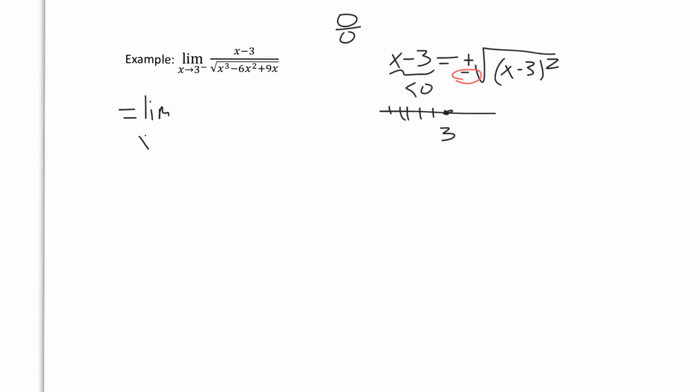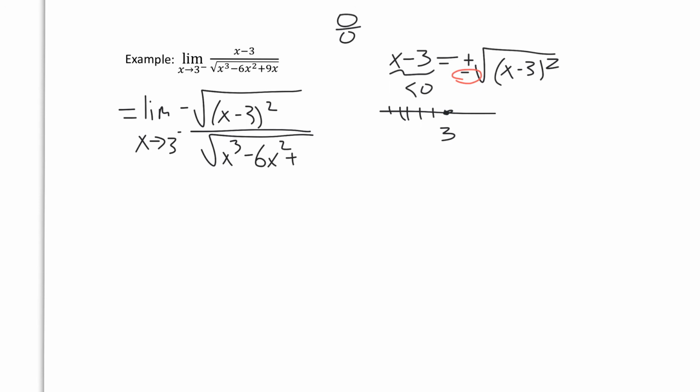Let's go back to our original limit. So we have the limit as x approaches 3 from the left of negative square root of (x minus 3) all squared, over square root of x cubed minus 6x squared plus 9x. Well, what we have here is a square root on the top and a square root on the bottom. One of the rules of math is that if you have a square root on the top and bottom of a fraction, you can square root the whole thing.